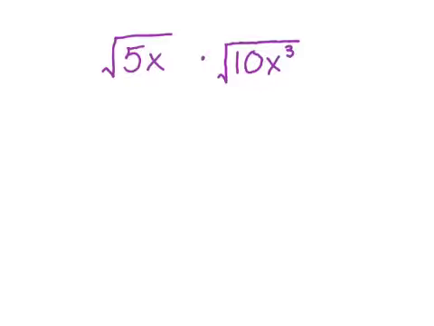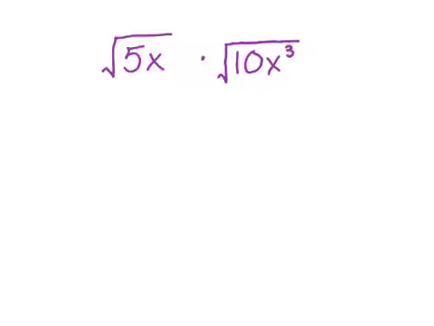Hi. In this example, I'm going to show you how to simplify this radical expression, the square root of 5x times the square root of 10x cubed, by putting them together inside one radical. Typically, one radical is better than two, so if you can simplify it, you want to.